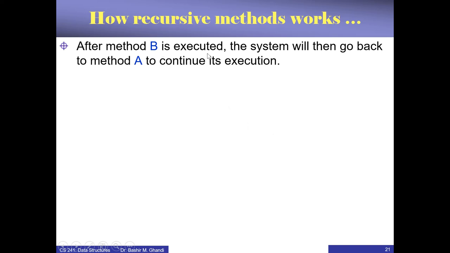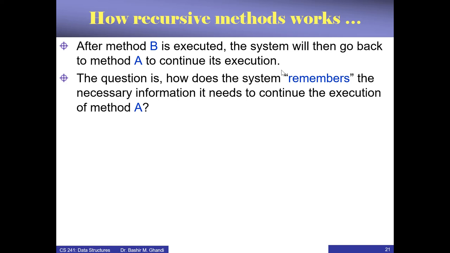Now, after method B is executed, the system will go back to method A and continue the execution. The question is, how does the system remember the necessary information it needs to continue the execution of method A? This is the important point, because we said once it leaves method A, everything about method A is lost or forgotten. It is now in method B. So it has finished method B. It needs to go back to continue the execution of method A. How does it recall the necessary information needed to continue the execution of method A?